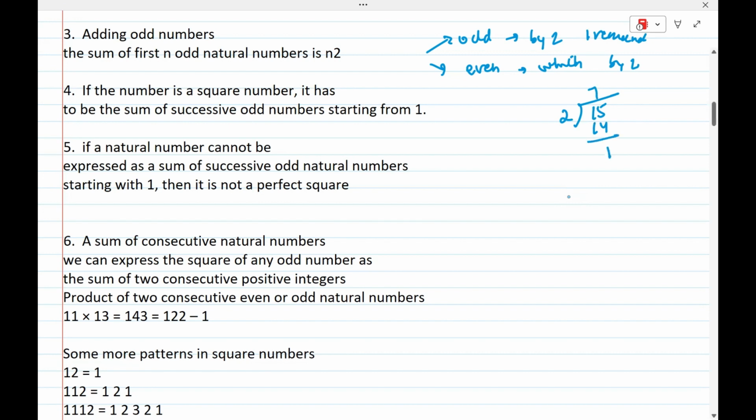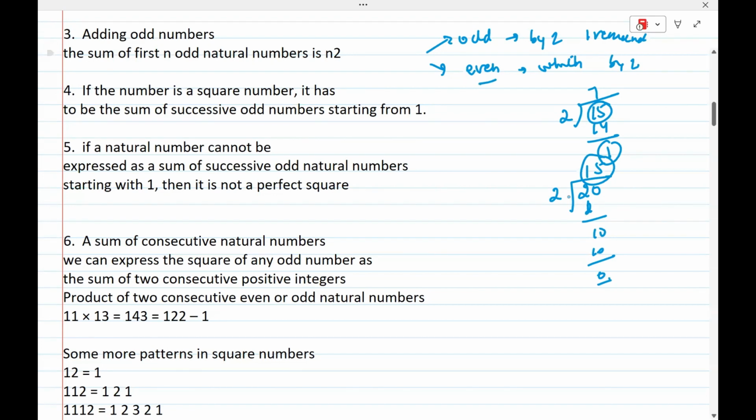2 sevens are 14 and 1 as remainder. So this is an odd number. Take another example, 20. When I divide it by 2, what do I get? I get nothing as remainder. So the quotient is 10, remainder is 0. So it is an even number.